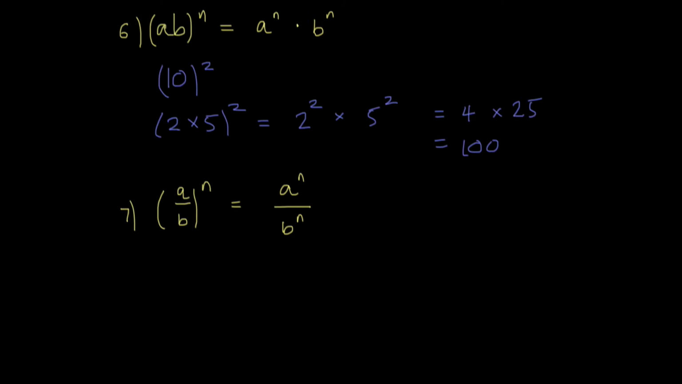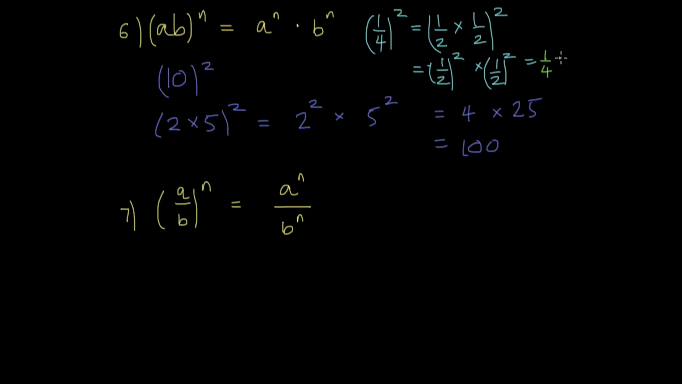If I had, say, 1 over 4 raised to the second power, then this is the same as 1 over 2 times 1 over 2, right? Raised to the second power. Now, even though they are exactly the same thing, you could still use the law. It's 1 over 2 raised to the second power times 1 over 2 raised to the second power. Make sure it's the whole thing. This is 1 over 4 times 1 over 4, which is 1 over 16.